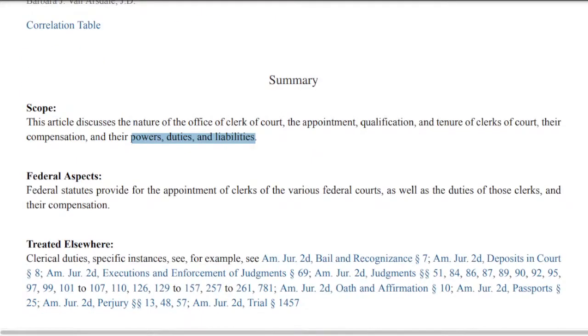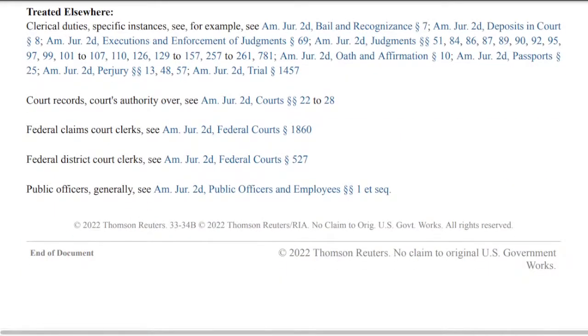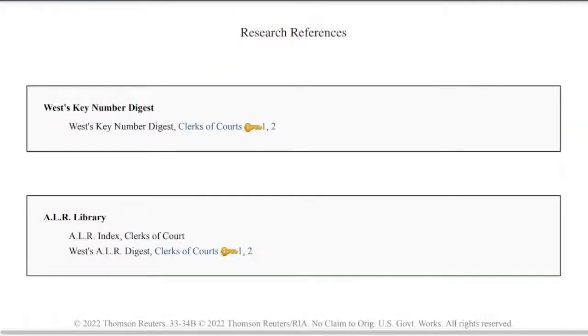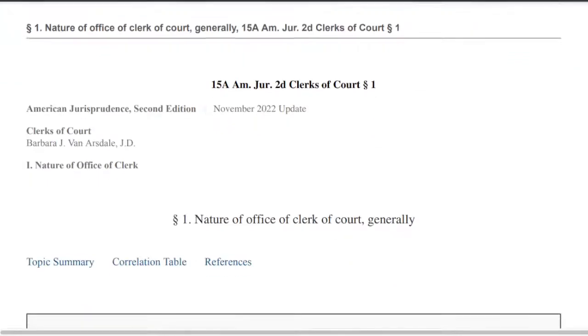So the federal aspects are federal statutes that provide for the appointment of clerks of the various federal courts, as well as the duties of those clerks and their compensation. So that's where our federal aspects will be. And then we have a bunch of other things that are treated elsewhere, some of which we've gone over in previous episodes.